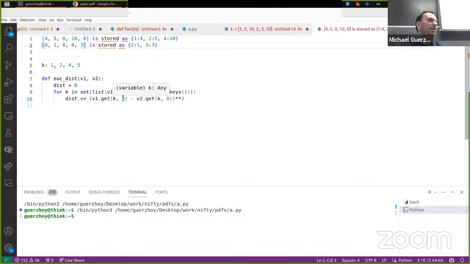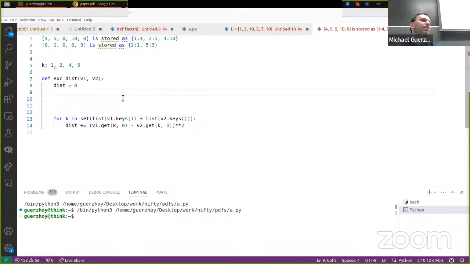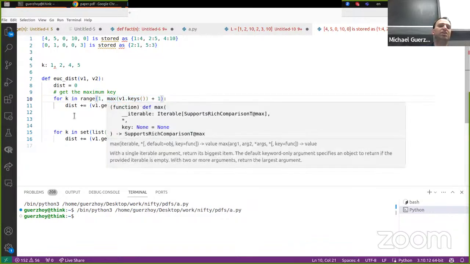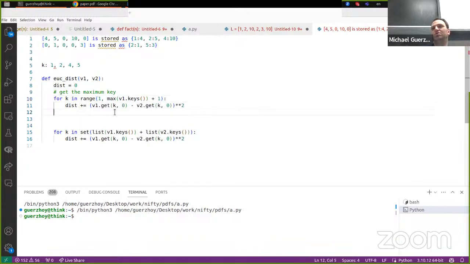So if you didn't have list, there are multiple things you could do. I guess one thing you could do is just do it the slow way. If it's sparse vectors, that's not nice, but maybe that's the most intuitive: just get the maximum key, because you know its coordinates. So you'll just go through all the keys, get the maximum of the keys, go from 1 up to the maximum of the keys, and then add the square difference.